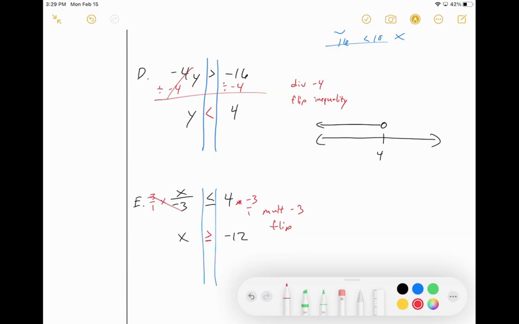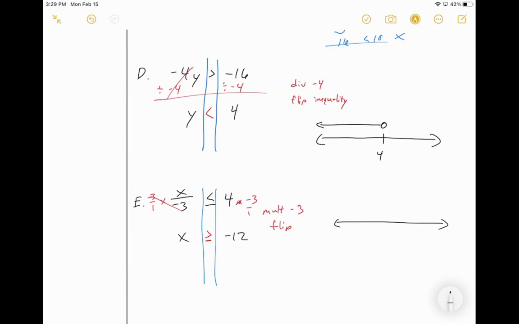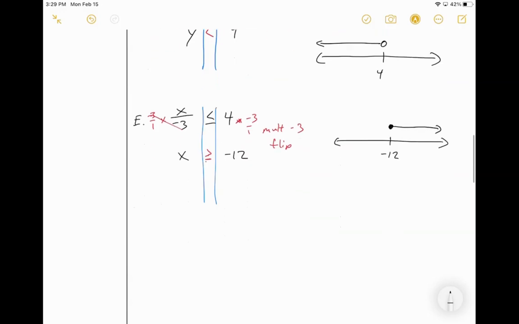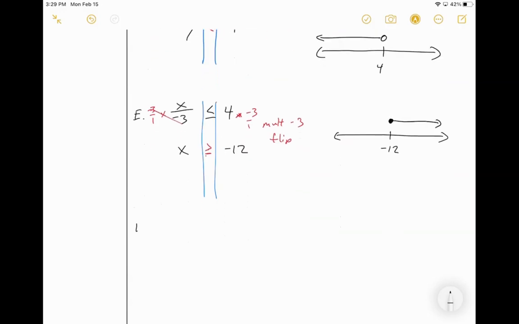Let's go ahead and graph. Here's negative 12. There is an equal to sign, so that's going to be a closed dot. It's greater than, so it's going to go this way. All right, here we go. Let's try one more.